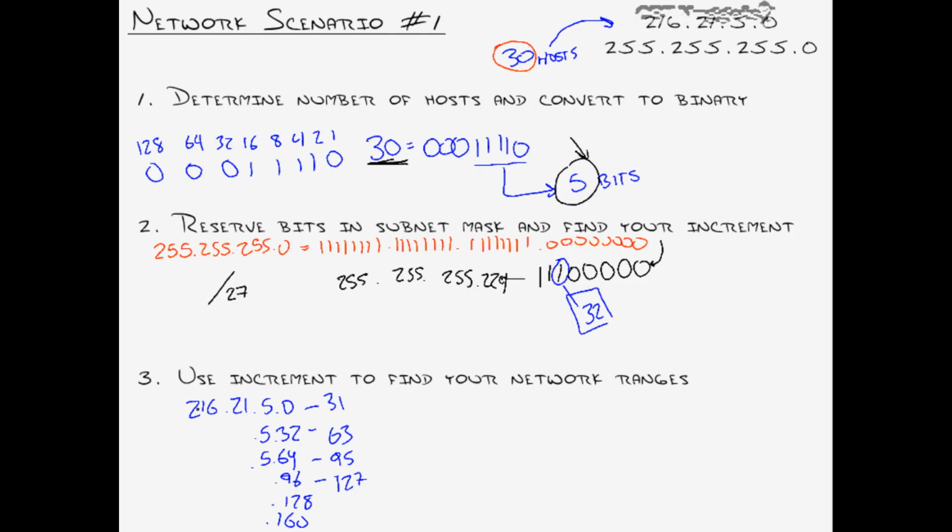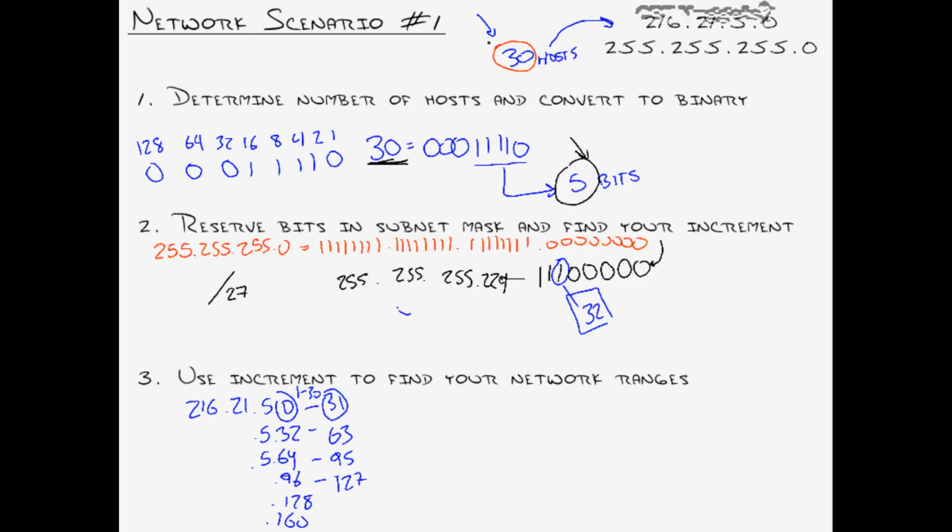It goes from 216.21.5.0 through 216.21.5.31. Can't use the last one, can't use the first one, so we actually get 1 through 30 that are usable in between, which is exactly the number of hosts that we were looking for.